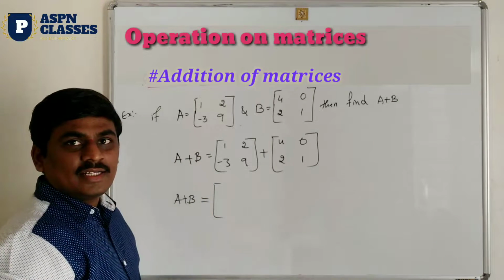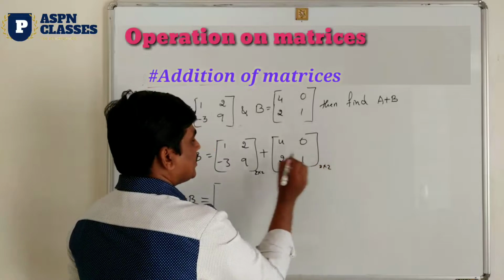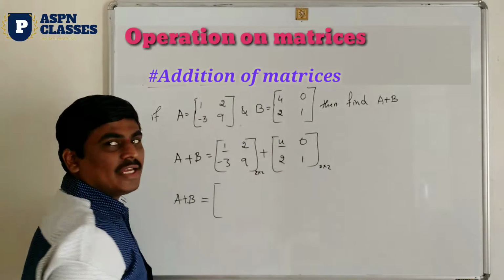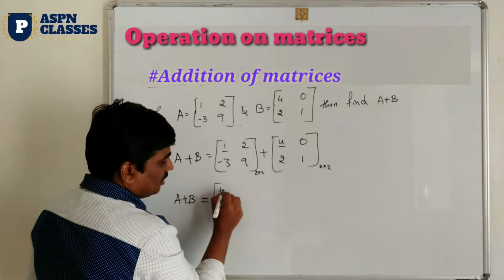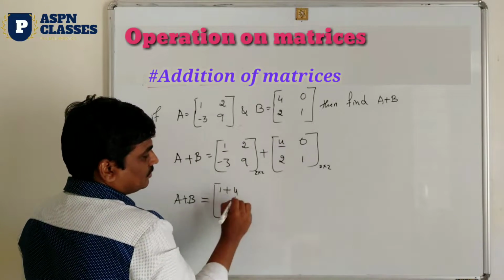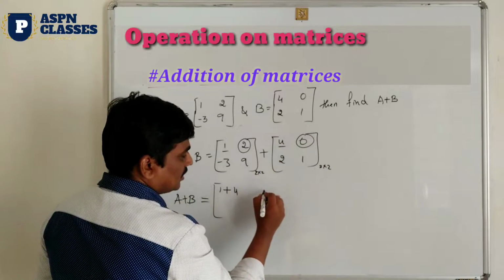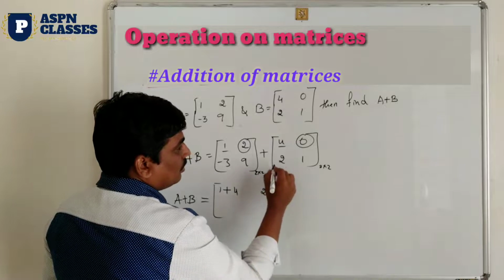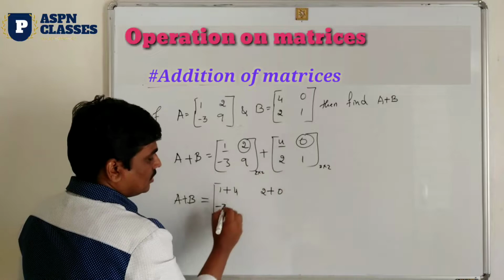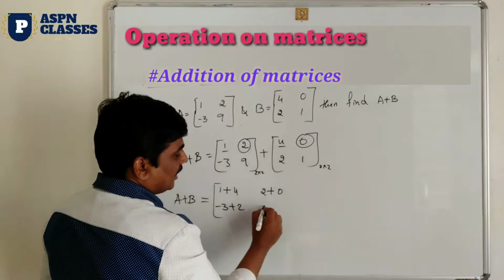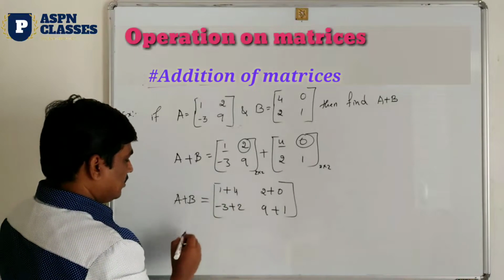Then you have to add these two matrices. How to add, I already informed that. First observe both matrix orders are the same. Next, corresponding elements must be added. The first element of the result is 1 plus 4. The second corresponding elements, separately written here, 2 plus 0. And next minus 3 plus 2. And next 9 plus 1. Correct? Then you can simplify this completely.